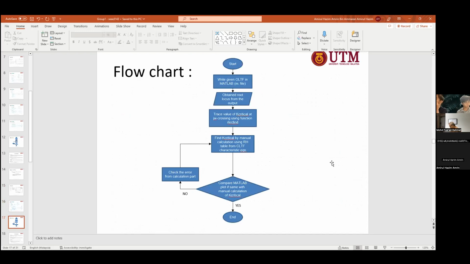So here is a flowchart for question 2. Same like question 1, we first use Matlab to find K critical using rlocfind. And then we compare. If there is an error, we repeat the same question.